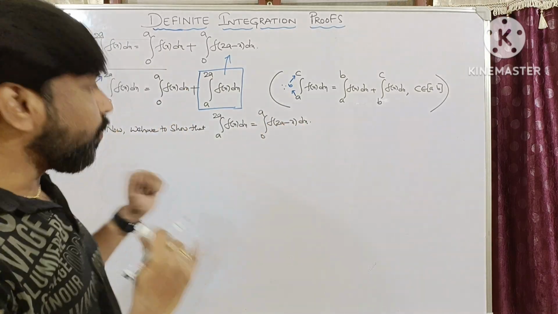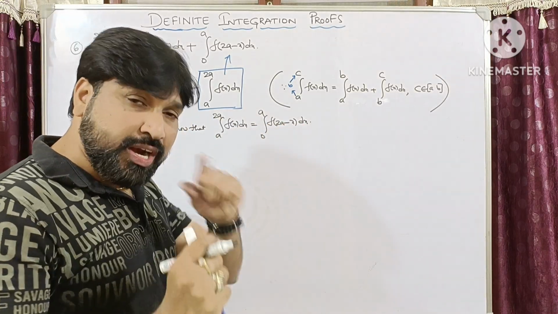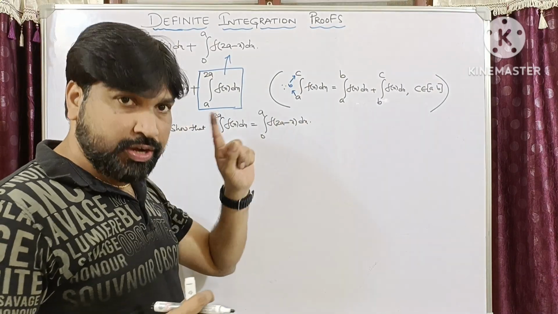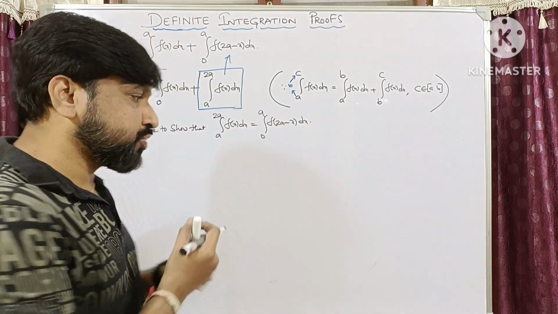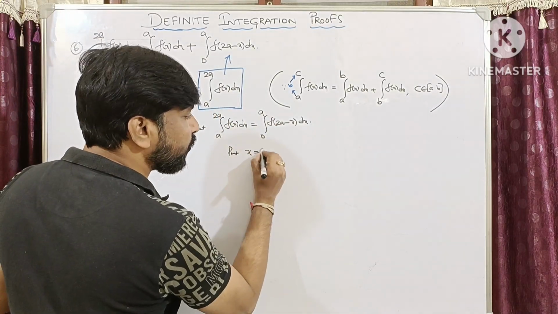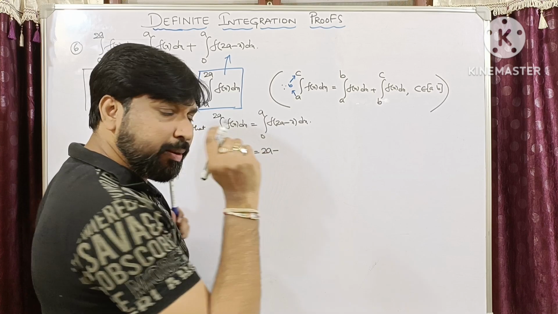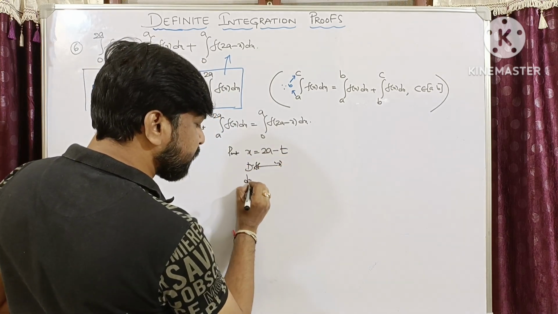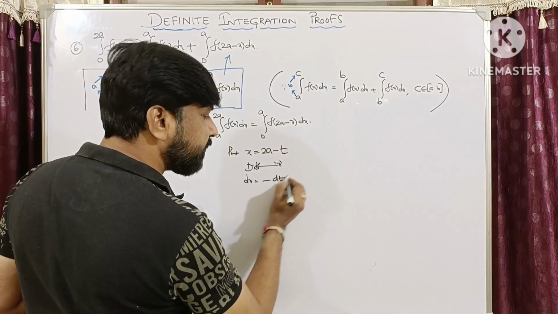Clear, friends? Now what to do? Substitution or definition. f of x, f of 2a minus x. If both are f of x, definition. If not, substitution. That substitution is also very clear. You don't need to learn it by heart. What is the substitution? Put x is equal to 2a minus t, taking the other variable t in place of x. Differentiate with respect to x: dx is equal to the constant's derivative 0 minus dt.